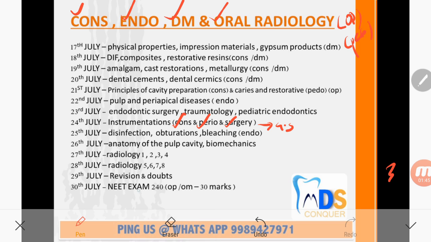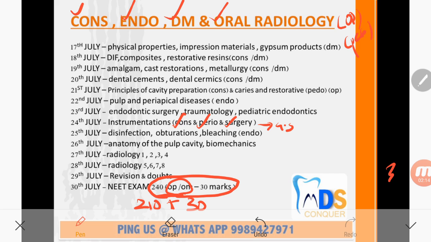So your exam is going to be on 30th, that is next Sunday, which is going to have a cumulative of oral path and oral medicine of 30 marks. So these subjects are going to cover 210 marks, and the cumulative, which was covered last week, is going to carry 30 marks, that is oral path and oral medicine. So you are going to have a 240 marks NEET based exam on 30th July. I hope you are very clear with this.